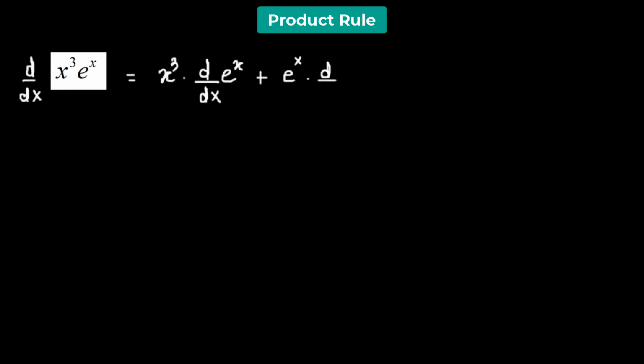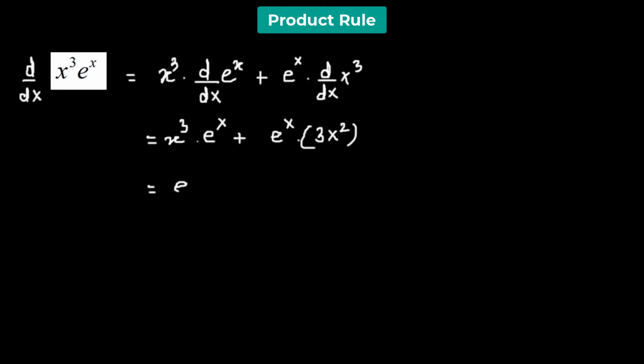Let's do another one. So here we have the function x cubed times e raised to the power of x. We need to determine its derivative with respect to x. We have x cubed, let's treat it as the first function, and multiply it by the derivative of the second function, which is e raised to the power of x, plus the exponential function times the derivative of the first function. So we have x cubed, the derivative of the exponential function is the function itself, plus e raised to the power of x times the derivative of x cubed, which will give us 3x squared.